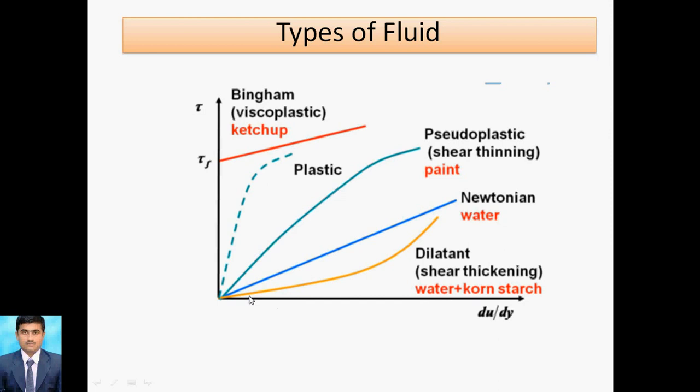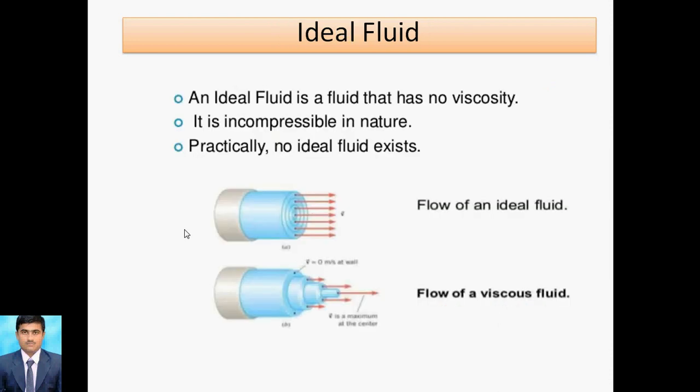So shear strain is, always remember that, on the x-axis, and shear stress is on the y-axis. So this is the phenomenon in our types of fluids, and we'll discuss them one by one. For ideal fluid, we can say that there is no viscosity, so it is totally frictionless. No ideal fluid actually exists, and it is incompressible in nature.